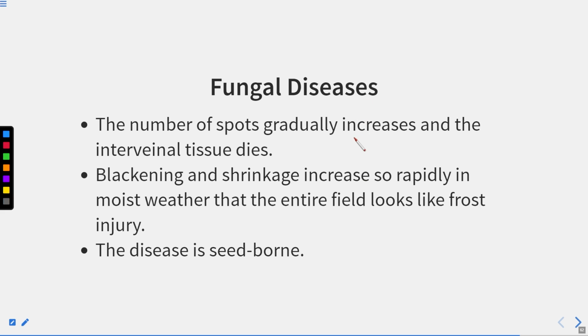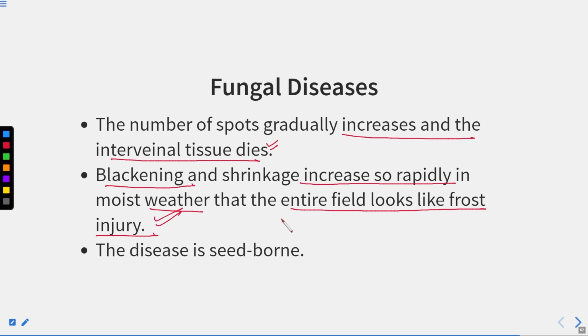The number of spots gradually increases and the interveinal tissue dies. So like this, the number of spots increases, and in between the spots, the tissue dies in between the veins, right? So interveinal tissue dies, and blackening and shrinkage increase so rapidly in moist weather that the entire field looks like frost injury. This disease is a seed-borne disease.